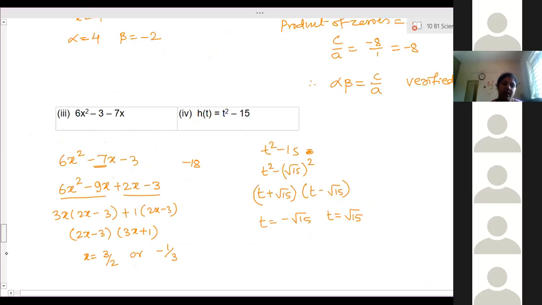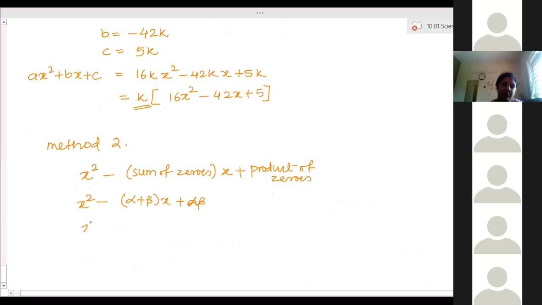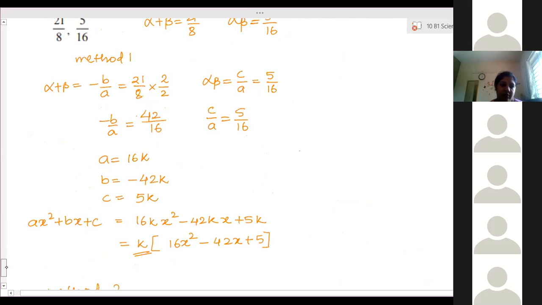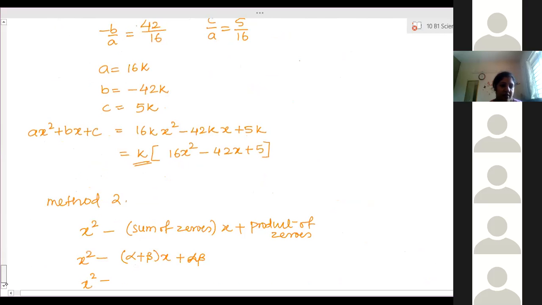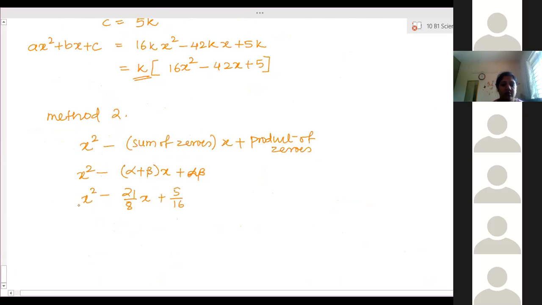So in this directly you can substitute the values. Ma'am, but for that do we not have to show how we got this? Directly you can write this. So the value of alpha plus beta given is 21/8. So substitute directly 21/8 x plus the product of zeros, 5/16. Here we get directly.